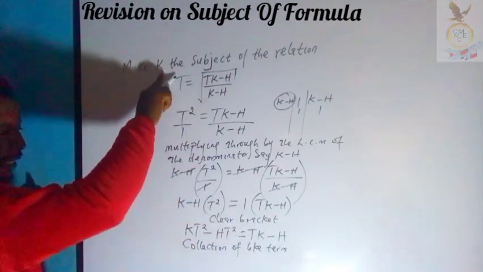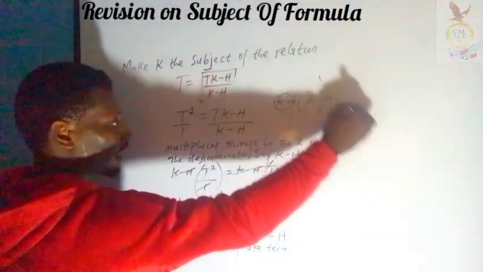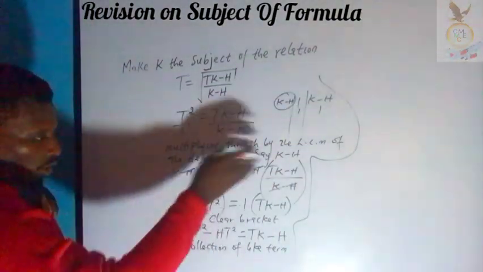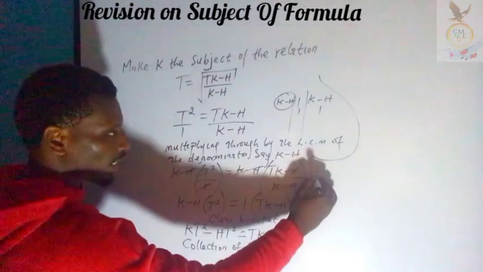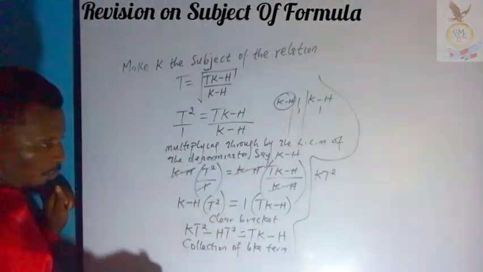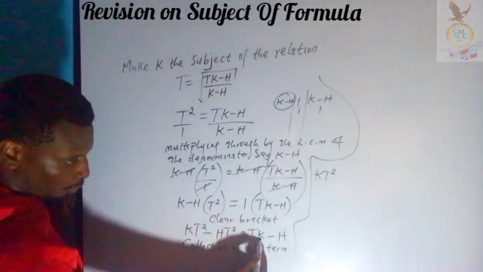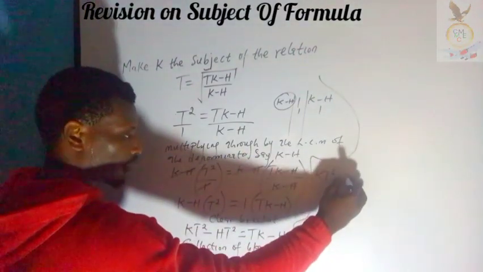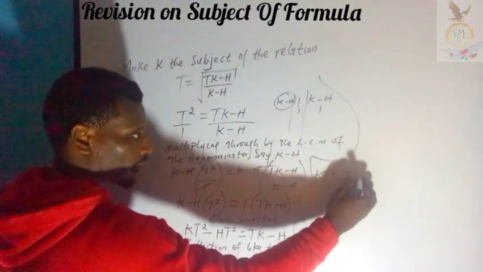The question asks us to make k the subject. So collection of like terms: if you are with k, come over to this side; if you are not having k, go over to the other side. That is t, k t squared. We're going to stay with k, that is plus t squared k. So crossing over, we change to minus tk.